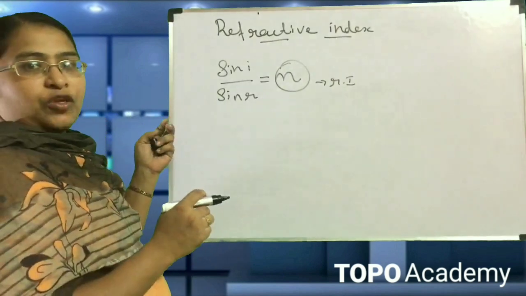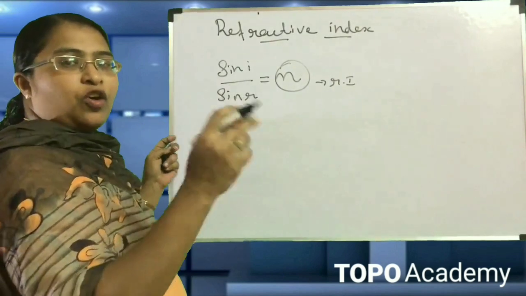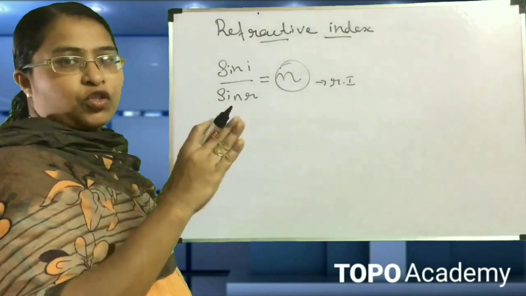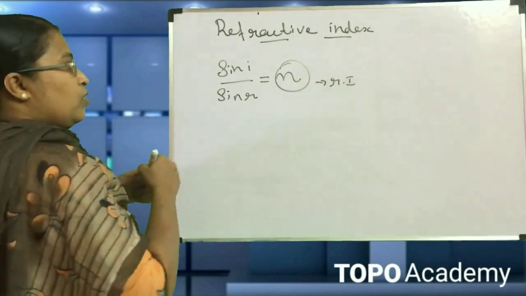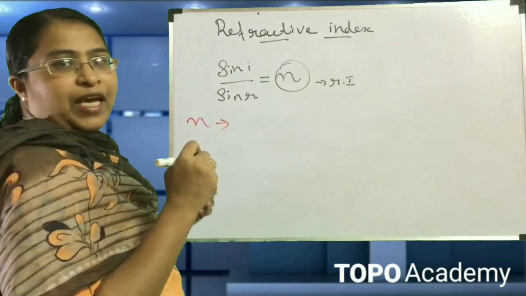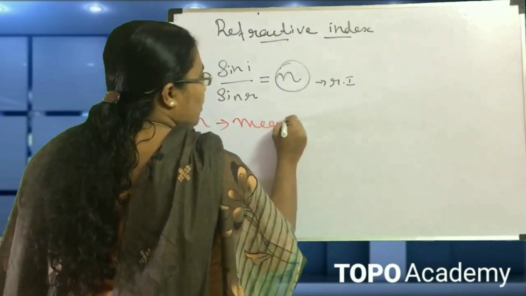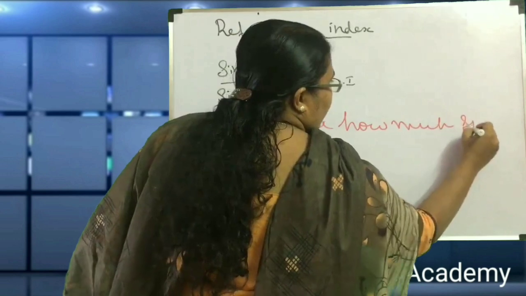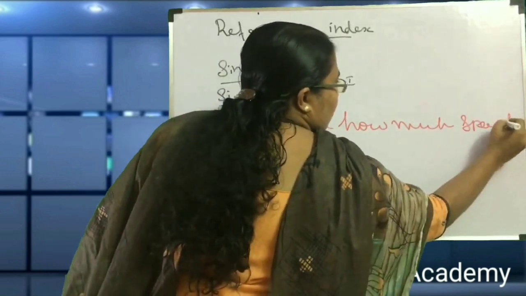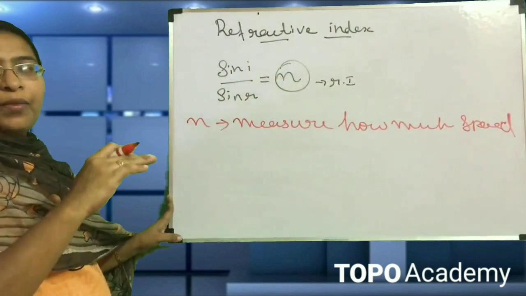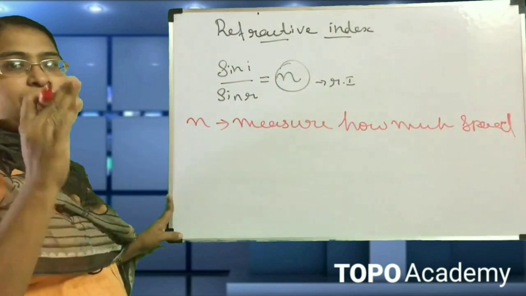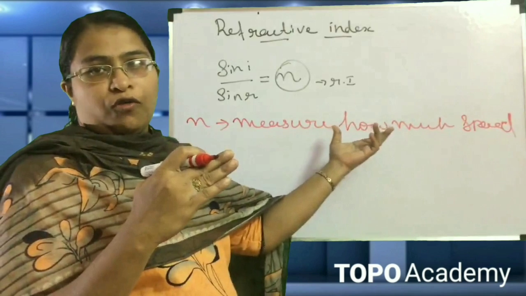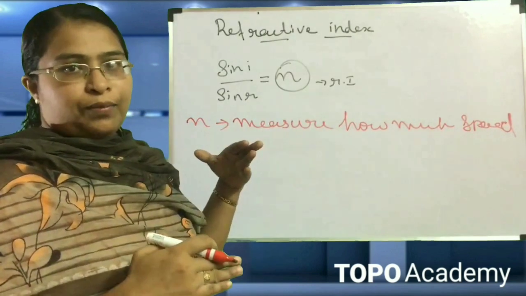And we have seen why refraction is occurring. Refraction is occurring due to the change in the speed of light when it is entering from a denser medium to a rarer medium. So refractive index n gives us a measure of how much the speed of light changes when it is entering from one medium to another medium, or from air or vacuum to another medium.